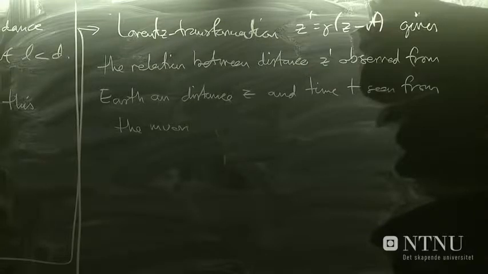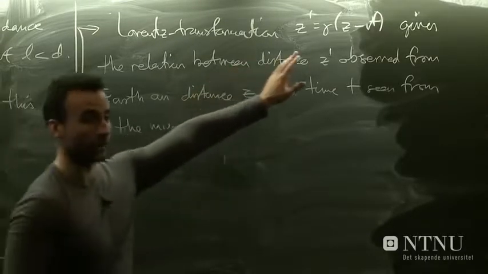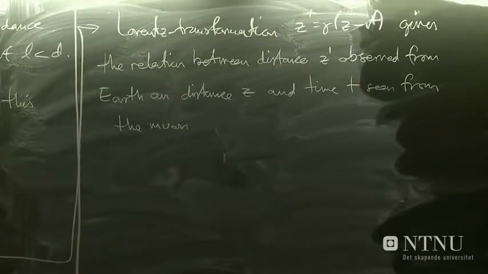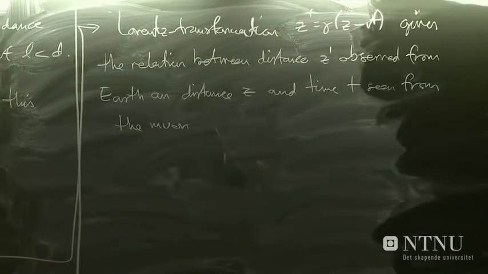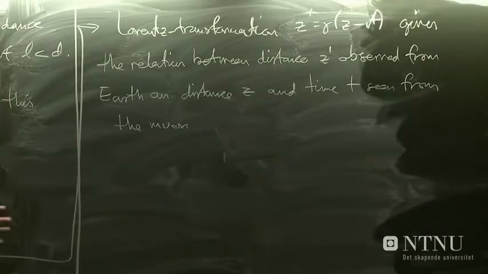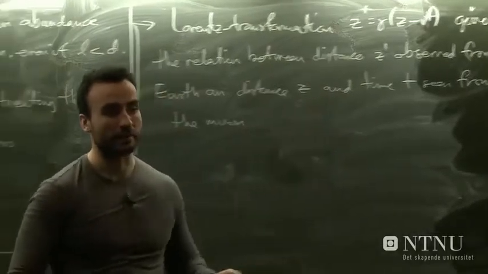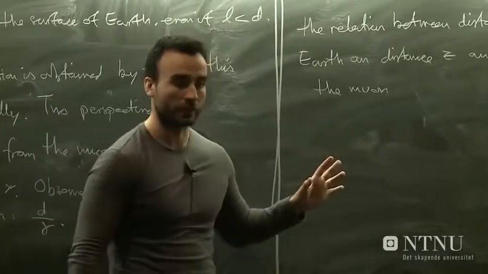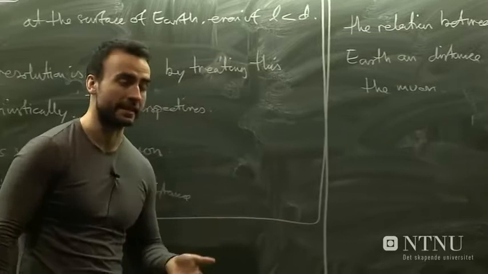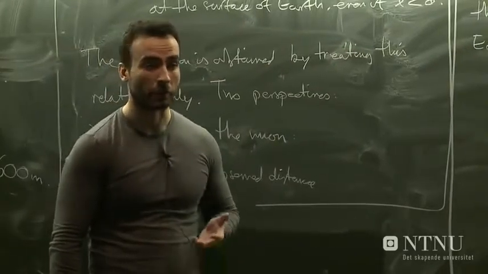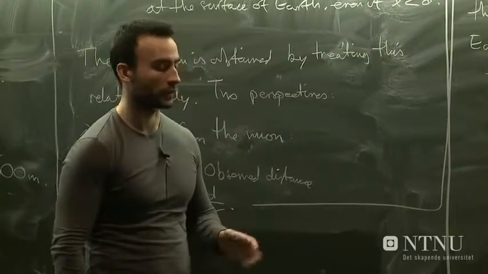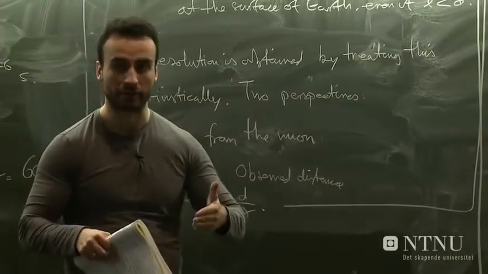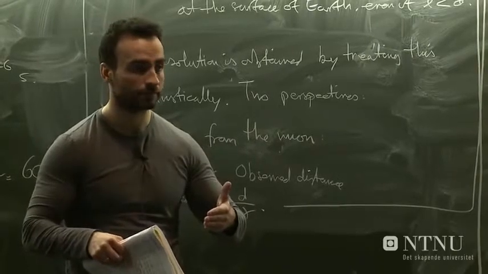So again, the fundamental equation that we can use here is just the Lorentz transformation, which we can choose again to be along the z-axis. And it gives us the relation between the distance z prime as seen from the muon system and as observed from Earth, and the distance z and time t as seen from the muon's rest system. So keep in mind that from the point of view of the muon, Earth is approaching us with a velocity v.